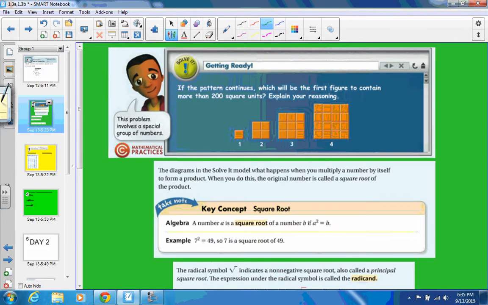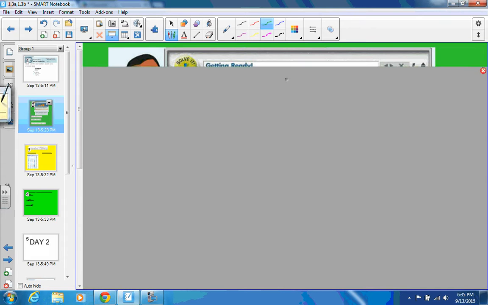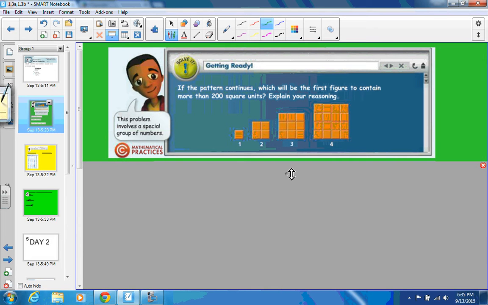All right, wanted to start off with this little warm-up, this example here, and I'll actually block everything else off. It says if the pattern continues, which will be the first figure to contain more than 100 squares? Now we don't have to figure out the exact answer right now. I just wanted you to start thinking about patterns. And if you look, these are squares. So how do you find the area of a square? Well, you multiply one side by another side, and those will be the same numbers.